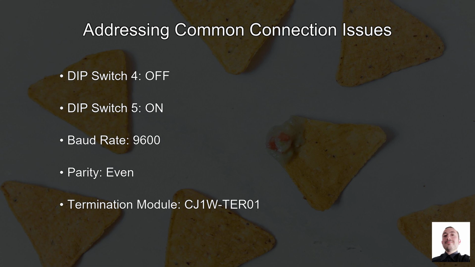Another common issue is the absence of the termination module, CJ1W-TER01. Without this, the internal bus can't function correctly, leading to communication issues. Lastly, pay attention to the LED statuses. A lit ERR/ALM LED indicates a hardware issue, while a blinking PRPHL or COMM LED suggests a communication problem, often related to incorrect serial settings. Addressing these points will significantly increase your chances of a successful connection.